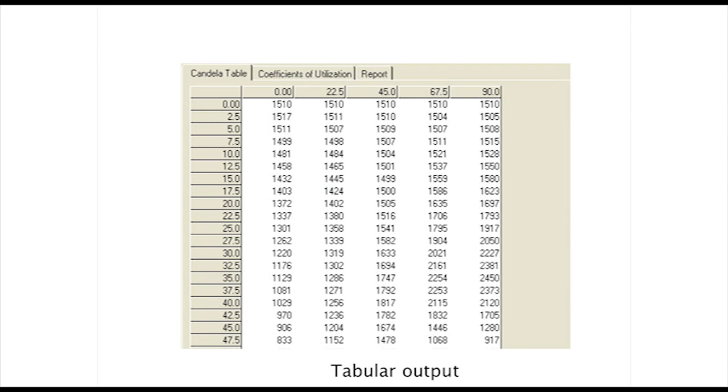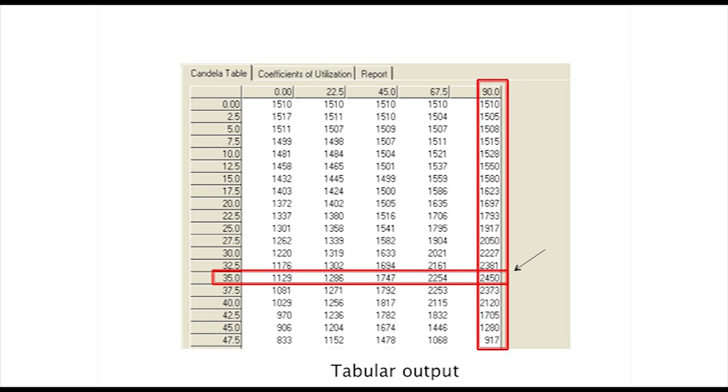The candela distribution table is the candela curve, but put in a tabular form. Let's take a look at the chart, the table, for the fixture we just saw. We can see that at 90 degrees along the horizontal, or across the lamps, and 35 degrees vertically, we have our highest intensity at 2,450 candela.